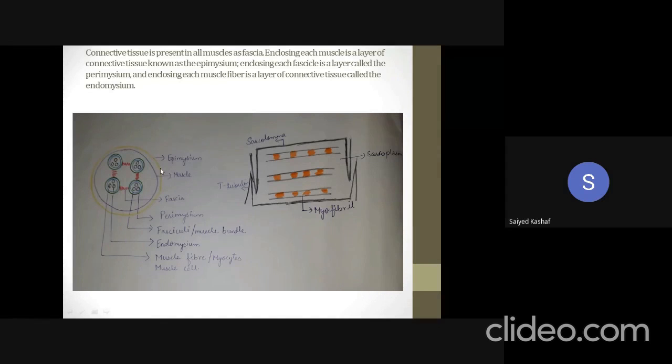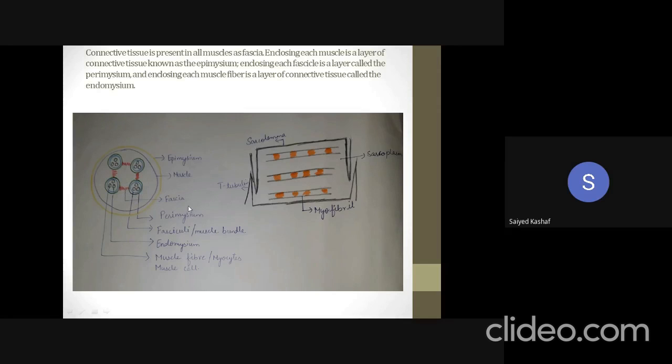Inside this muscle, small units of muscle are present in the form of bundles. These small bundles are known as fasciculi or muscle bundles. Each fasciculus has another covering, also made up of dense connective tissue, known as perimysium. The muscle bundles are attached to each other via a collagenous bundle, known as fascia. This red region is collagenous tissue which connects one fascicle with another.